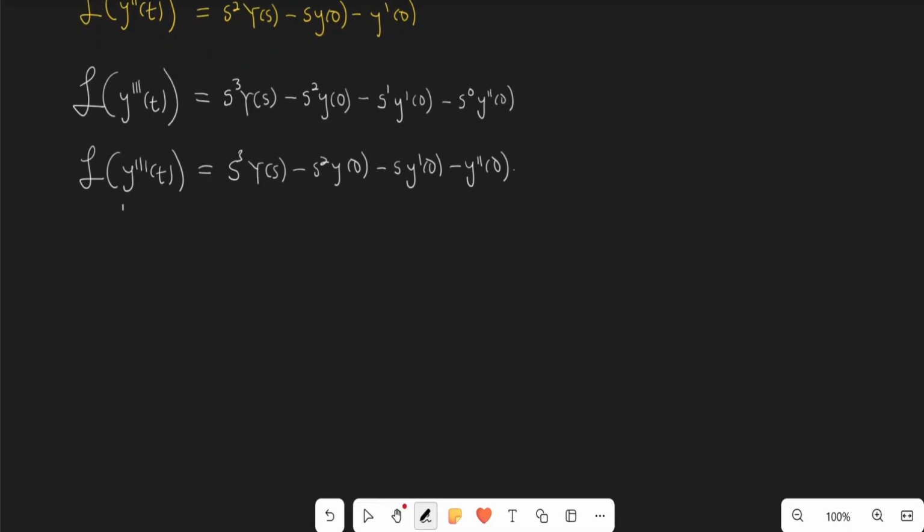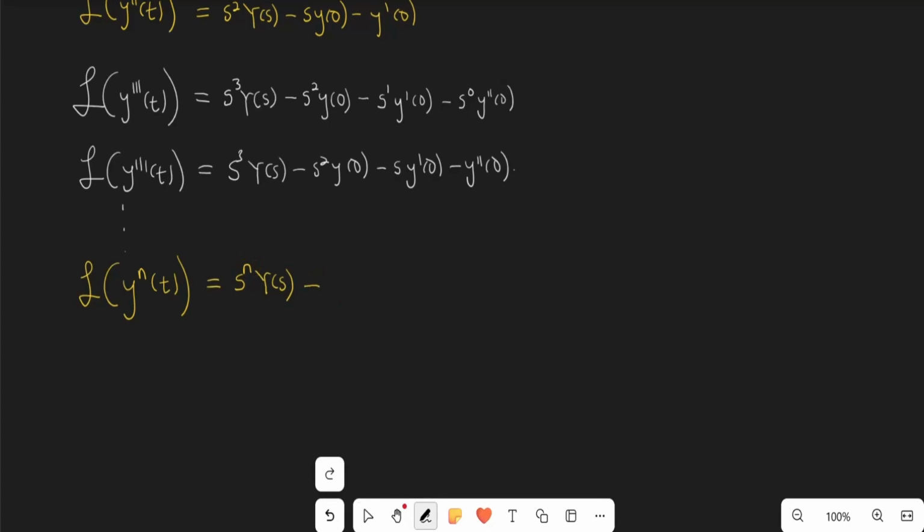Now, how can we generalize this? Let me generalize this for you to see. If you have the Laplace transform of the nth derivative of the function y of t, that means the s here is going to be raised to the power n. Then you are going to have the Laplace transform of the function y of t. And our next one is going to be s raised to the power n minus 1. But we don't know what n is. n can be a very large number. So we will have to just use the formula to generalize this.